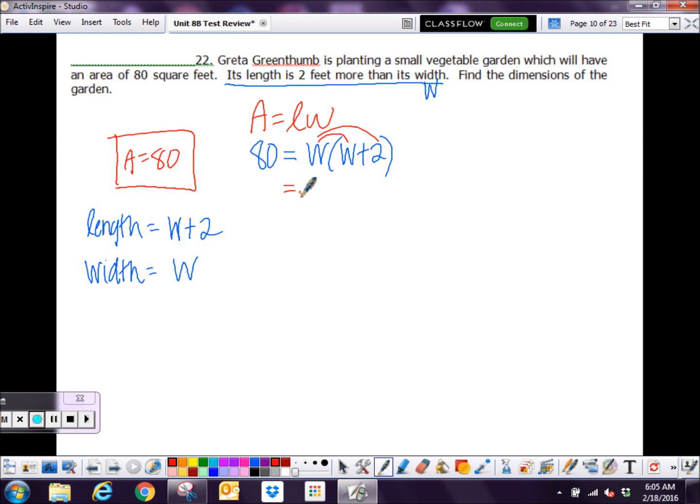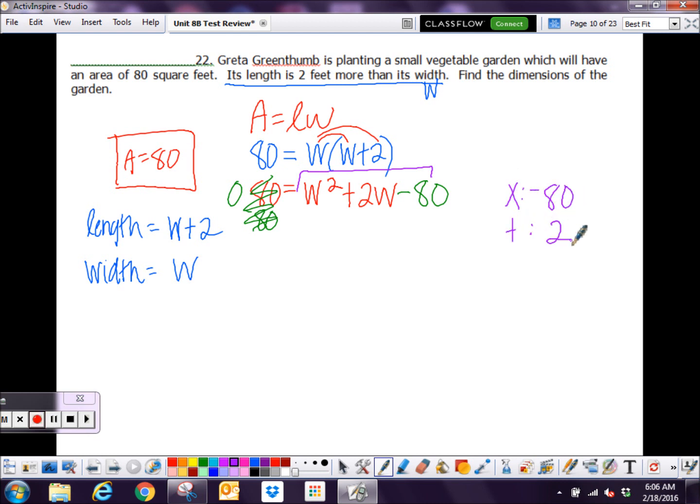So if I distribute W, W times W is W squared, W times 2 is 2W, and I still have that equal to 80. Now before we can factor this, we have to get it equal to 0. Okay, so I'm going to subtract this 80. And I'm just going to throw it down there at the end so I don't have to rewrite it all. And now it's equal to 0. Alright, so now we look for a GCF. There is no GCF. So I'll do A times C. We need two factors that multiply to be negative 80 and add to be 2. My factors here are going to be 10 and negative 8.